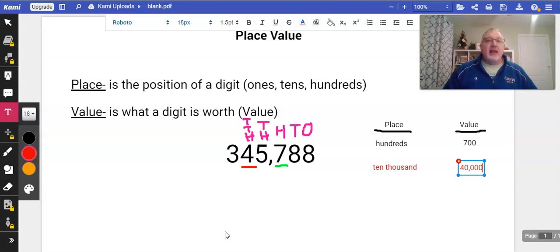Well, that is our lesson today. Make sure that you understand the difference between place and value.